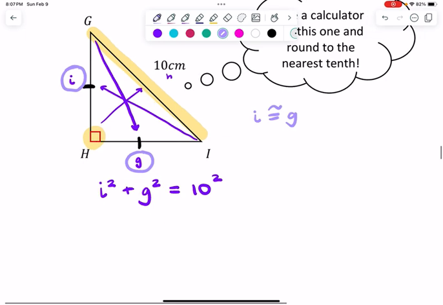Now, this might rack our heads a little bit, but I am going to say, well, if g and i are the same thing, why don't I just call them the same thing? So instead of saying i squared and g squared, why don't I say i squared plus i squared? And again, I am doing this because I know the value of that side length, whatever number is in the spot of that little i, is going to be identical or equal to that number in the spot of the little g. And I'm going to finish this off.